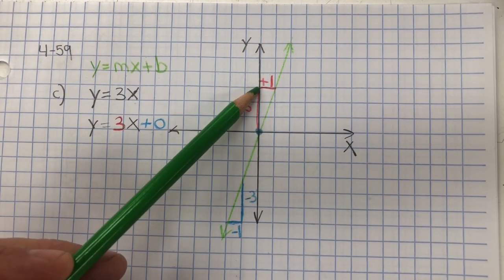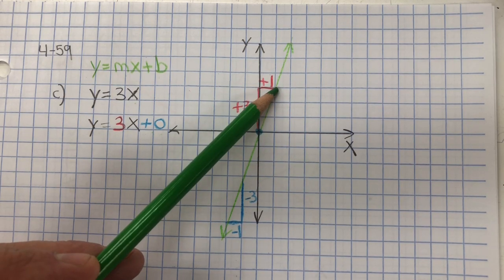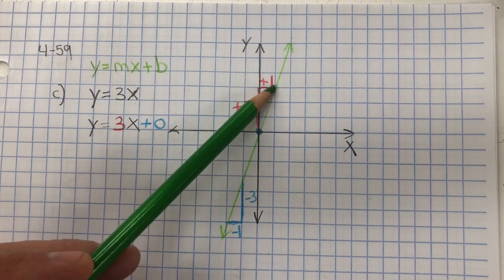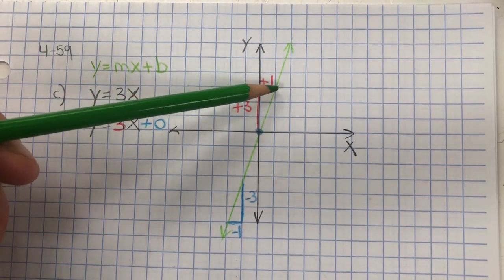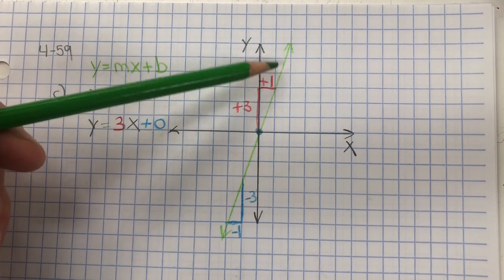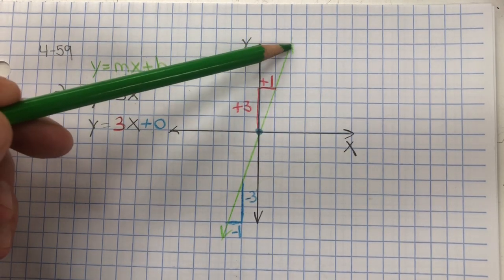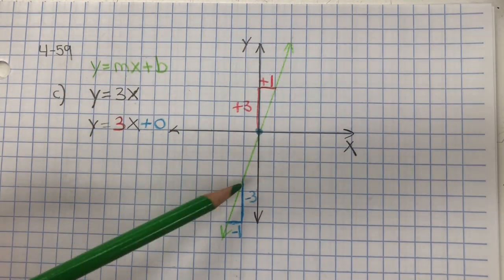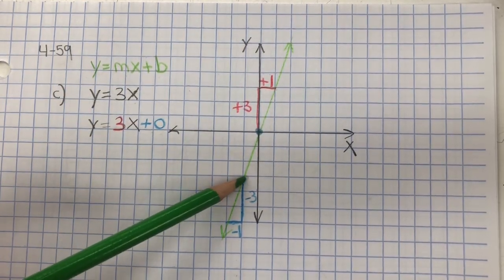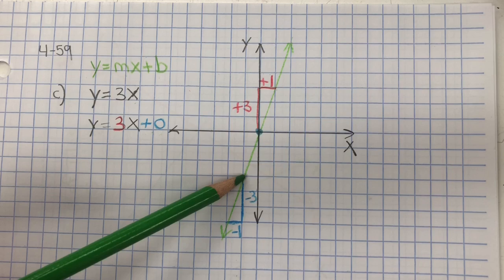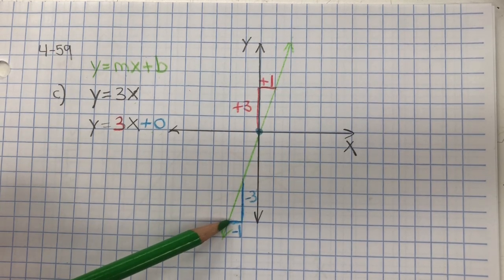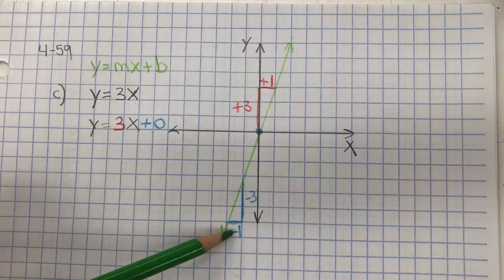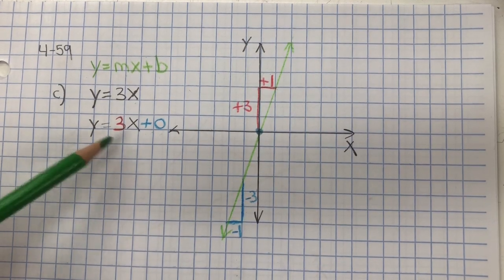Rise 3 on the y-axis over 1 on the x-axis. 3 divided by 1 is just 3. And I can continue that because its growth rate is constant. 1, 2, 3 on the y, +1 on the x. And remember, you could also go down -3 on the y and -1 on the x, because -3 divided by -1 is still +3.